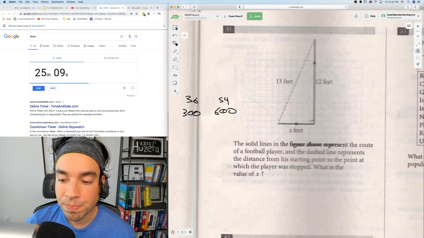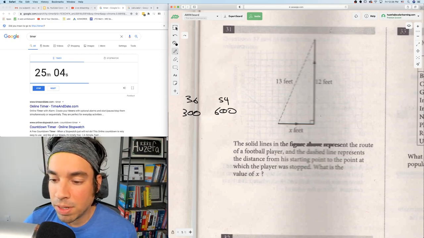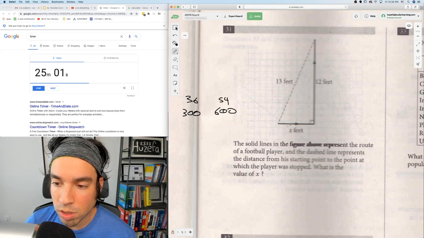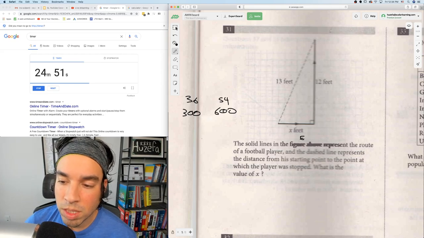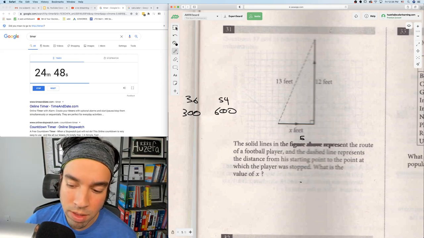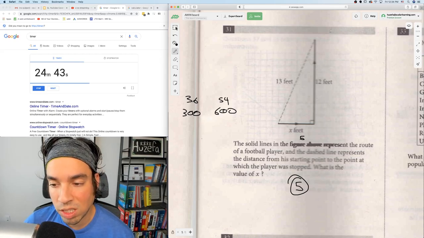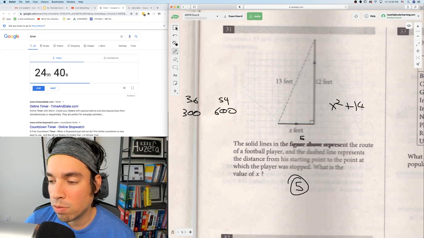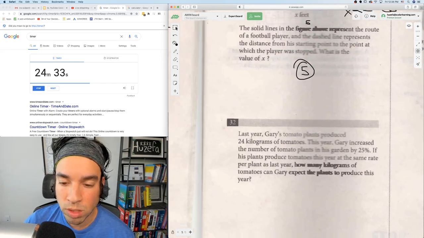Okay. 31. Now we should see a reset in difficulty, which is always nice. The solid lines in the figure above represent the route of a football player, and the dashed line represents the distance from his starting point at which the player was stopped. What is the value of X? It's 5. Because this is a 5, 12, 13 right triangle, if you have that Pythagorean triple memorized. If you don't, use the Pythagorean theorem. X squared plus 12 squared equals 13 squared, right? 12 squared is 144. 13 squared is 169. Subtract, you get 25 equals X squared. Square root, you get 5. So two ways to do it, both really fast.